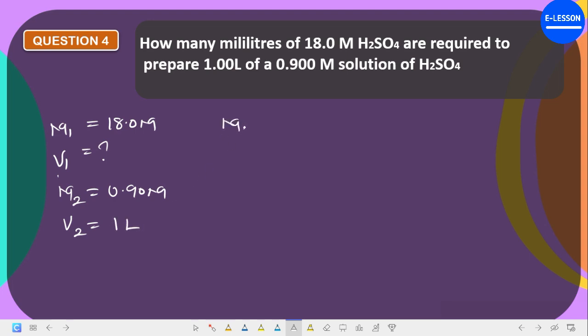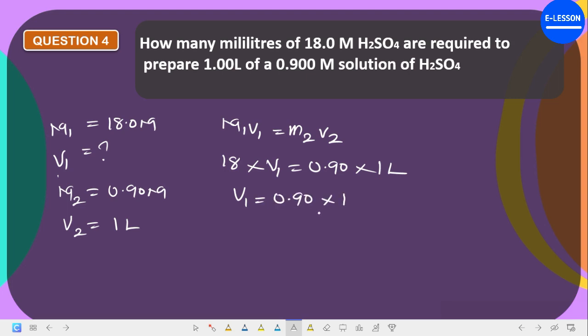So from the equation of dilution, which is M1V1 is equal to what? M2V2. How many milliliters of 18.0 mole H2SO4? So this becomes 18 times our volume, which is unknown, is equal to M2, the new molarity, 0.9 times the new volume, which is what? 1 liter. Of course, note that the volume is in liters because that's what you are asked to find. So if we use this as V1, our V1 now will be equal to 0.90 times 1 divided by what? 18.